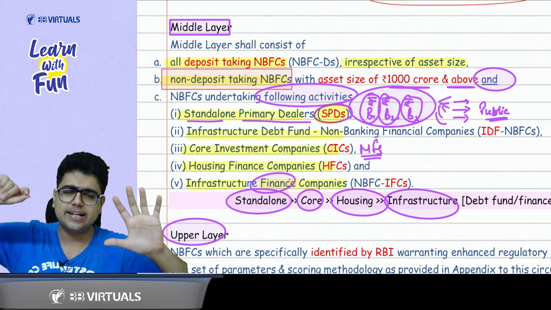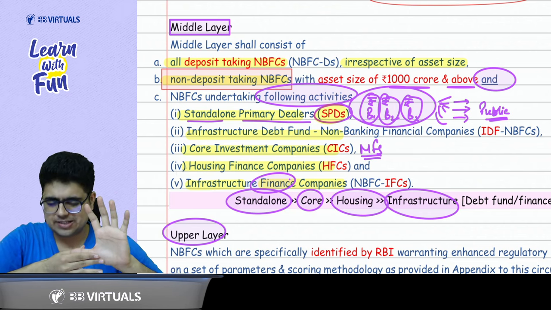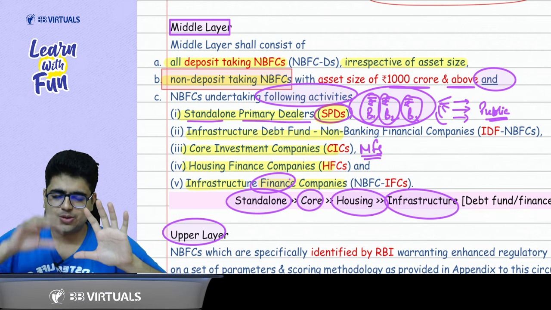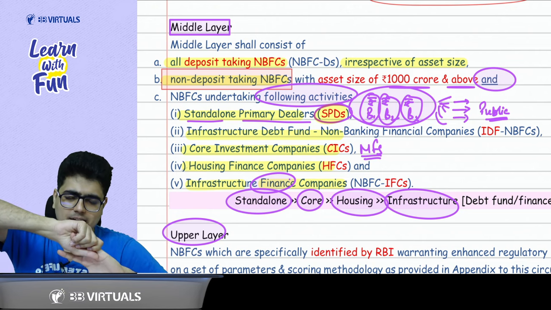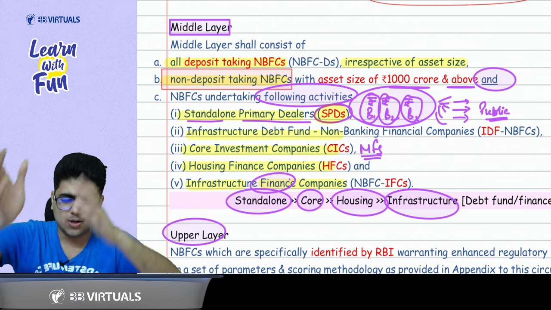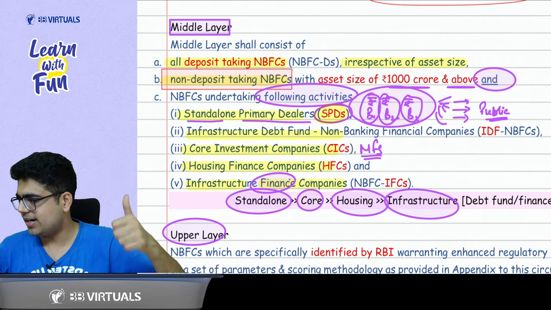Let's recollect again. First one was base, that is core investment company. Then you have to build standalone primary dealer. Say it with me. Standalone primary dealer. And then what are the three others? Housing and infrastructure: housing finance company, infrastructure finance company, and infrastructure debt fund.